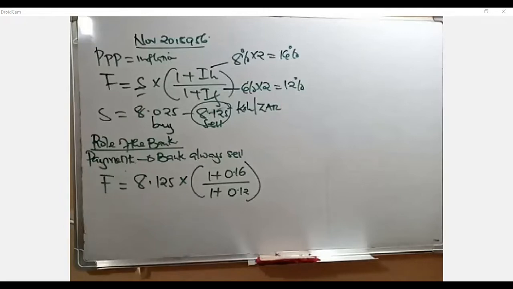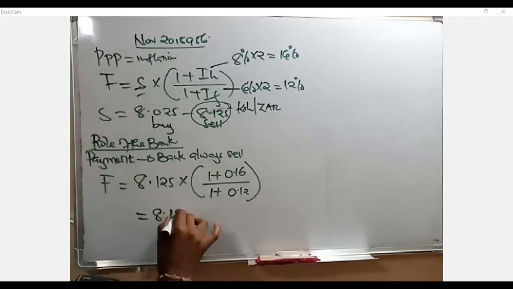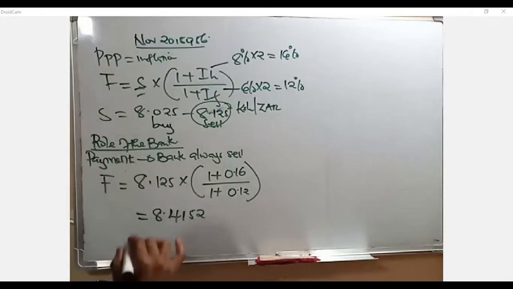So in this case, I just say 1.16 divided by 1.12, and we get 1.035. Then you multiply by 8.125. We get 8.4152. And once we get that answer, what should we do now? That is our spot rate now, 8.4152. Now, let us look at the tendering price.